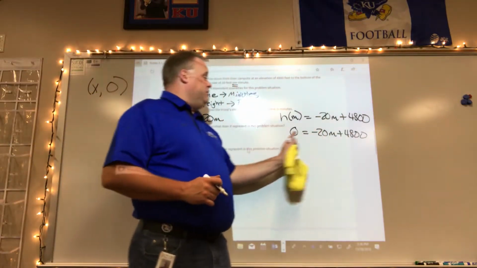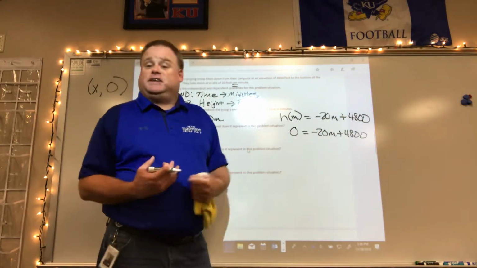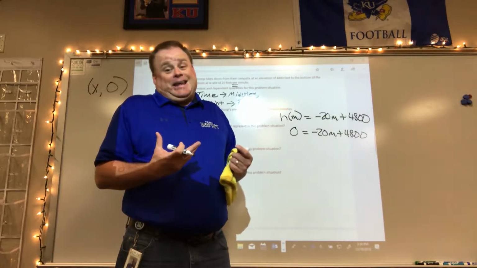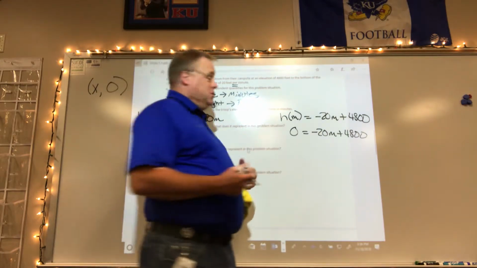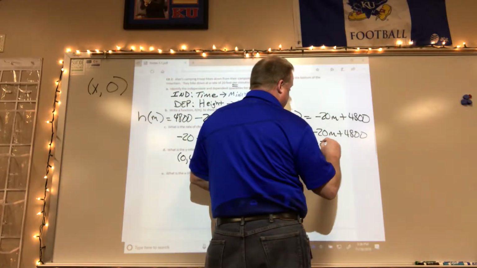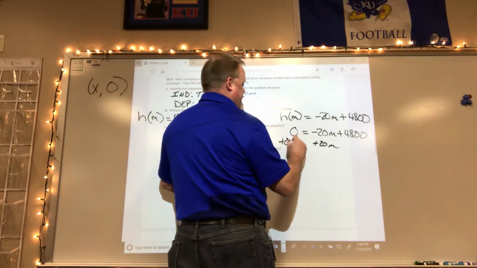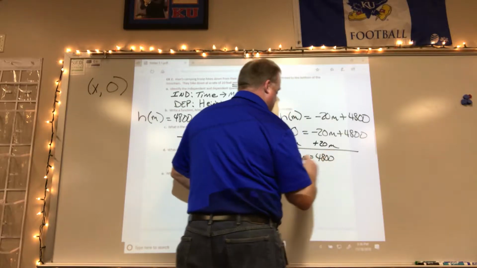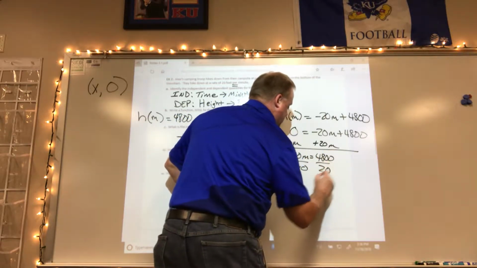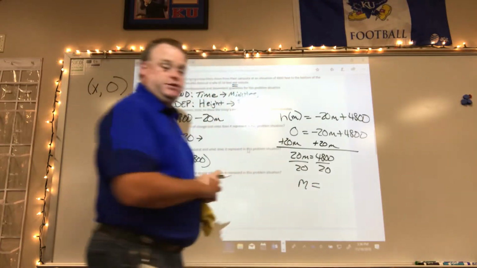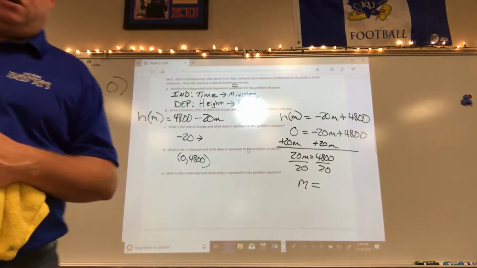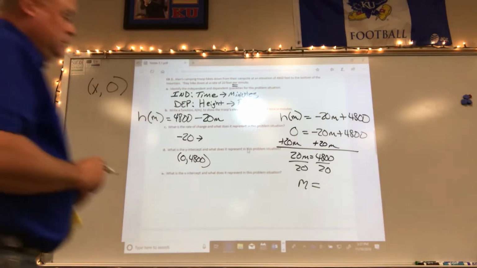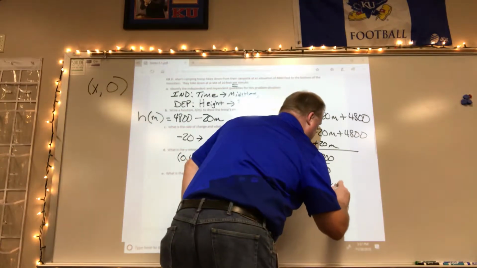Now, I can move 4,800 to this side or I can move 20 to this side. It doesn't matter. Remember, I'm a positive variable to divide by kind of guy, and I always like them on the left-hand side, so I'm going to move the 20 to the other side. And that gives me 20m equals 4,800. I'm going to divide by 20, and m is going to be equal to, what do you get when you divide 4,800 by 20? You should get 240.